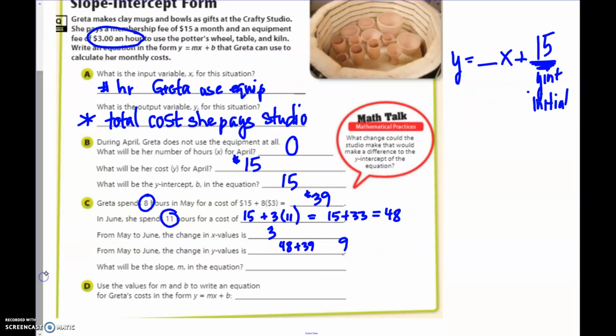So now to find the slope here, we're going to take the y value, 9, and divide by the x value, 3, and we get 3. And didn't we already say that this was $3 an hour? So that's where we're going to get 3 in here for your slope. So that y equation is y equals 3x plus 15. The slope change is $3 per hour.